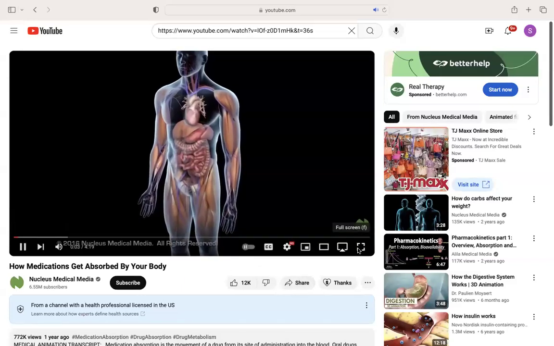Medication absorption is the movement of a drug from its site of administration into the blood. Oral drugs enter the stomach, where they either dissolve and pass through the cell membranes of epithelial cells lining the stomach, or travel undissolved through the stomach to the small intestine, which is the most common site of absorption. Here, drugs dissolve and pass through the intestinal wall. Oral drugs then travel through the portal venous system to the liver, where they undergo the first pass effect.